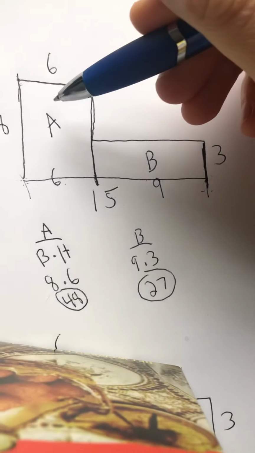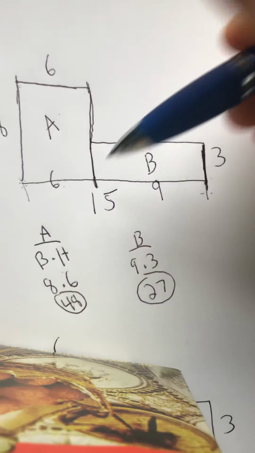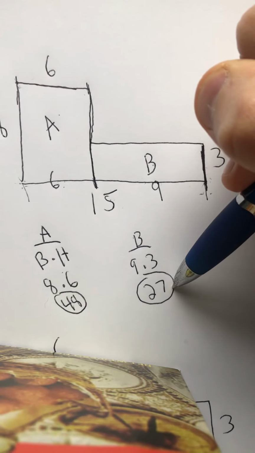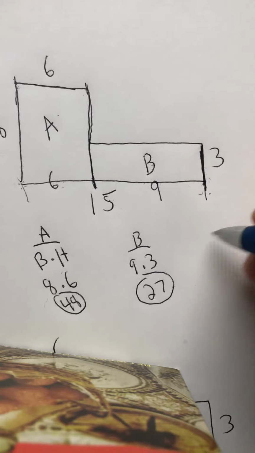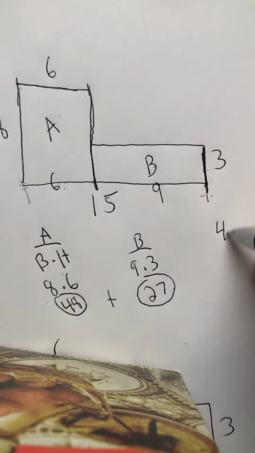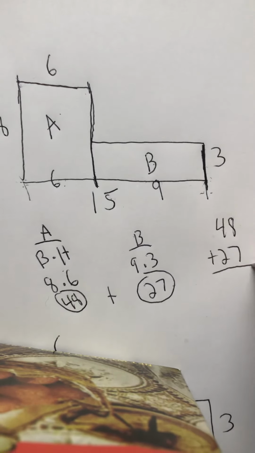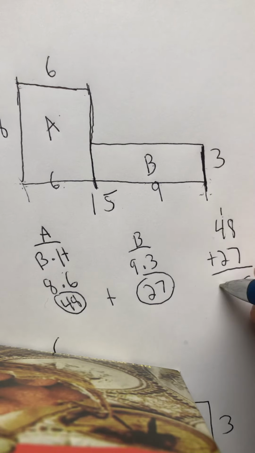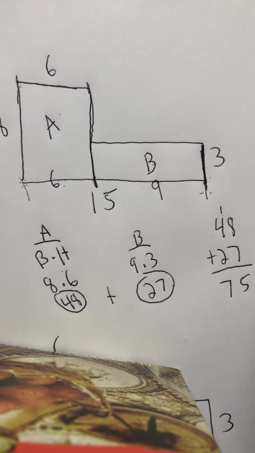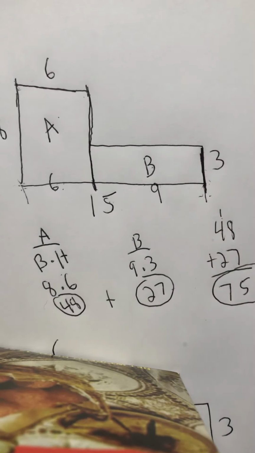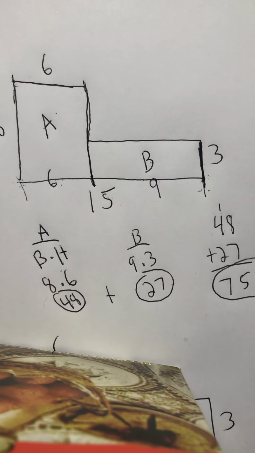Now I have area A, 48, and area B, 27. Now I can add those up, 48 plus 27, and when I do that, I get 75 units squared as my answer. So that is one way to solve this.